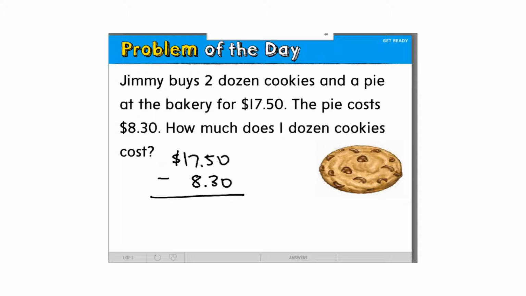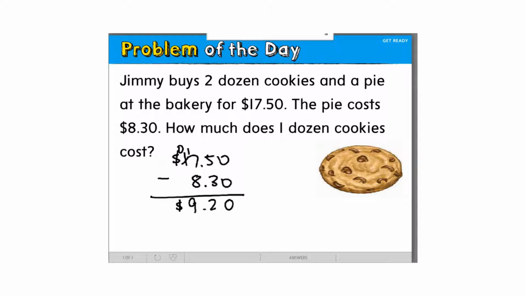Everybody watching the screen? Then you're going to compare with what answer you have on your paper. So if I subtract the cost of the pie, it's still going to be 17. It is, you're right. Then that means he spent $9.20 on cookies.